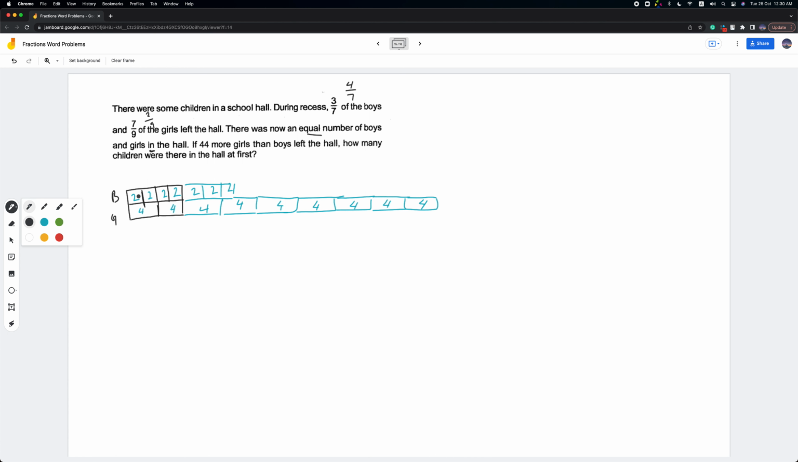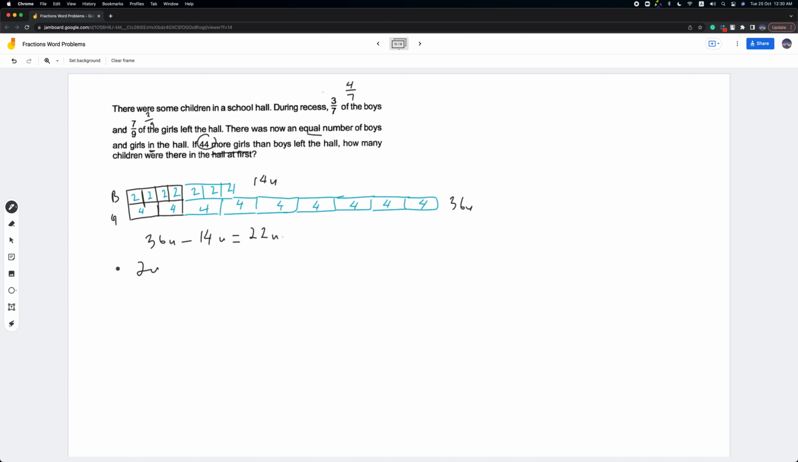And there's 2, 4, 6, 8, 10, 12, 14 units of boys. And 1, 2, 3, 4, 5, 6, 7, 8, 9, 36 units of girls. And look at this. This is a compare. They're comparing girls and boys. So we need to compare the units also. 36 units minus 14 units. Okay, minus 14 units. This will give us 22 units.